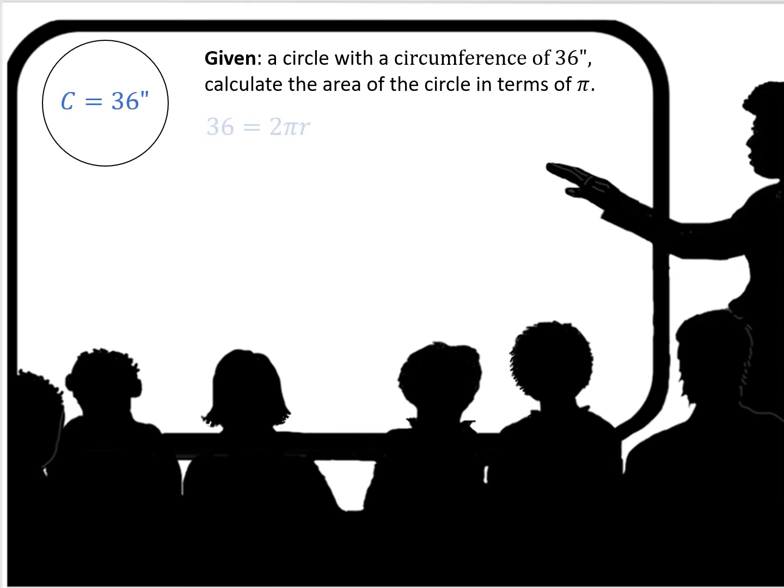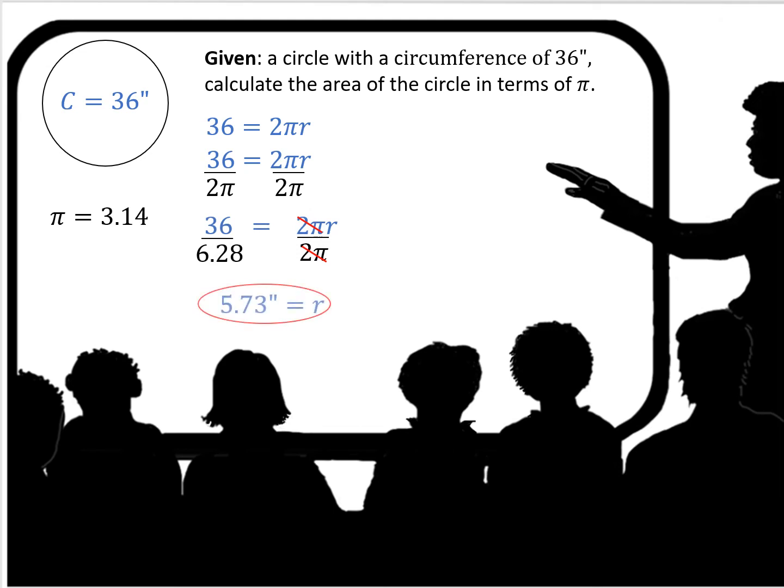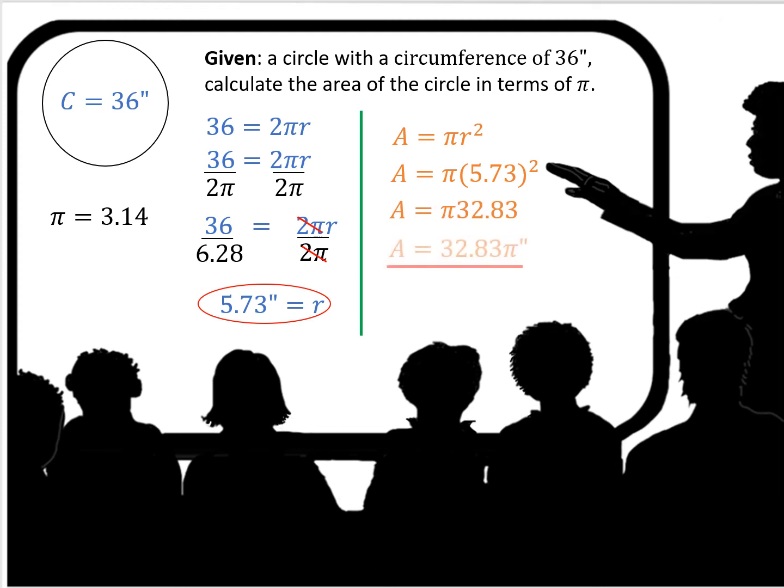Now suppose you have a circle and you're given the circumference equals 36 inches. We need to calculate the area of the circle in terms of pi. In order to do that, the first thing we have to know is the radius, and we have to know the radius in order to use the formula for area. So you can see the calculations here. We substitute 3.14 for pi. We found our radius. We plug in the radius of 5.73. We square it, and we write it in the proper form. 32.83 pi is the area of the circle in terms of pi.